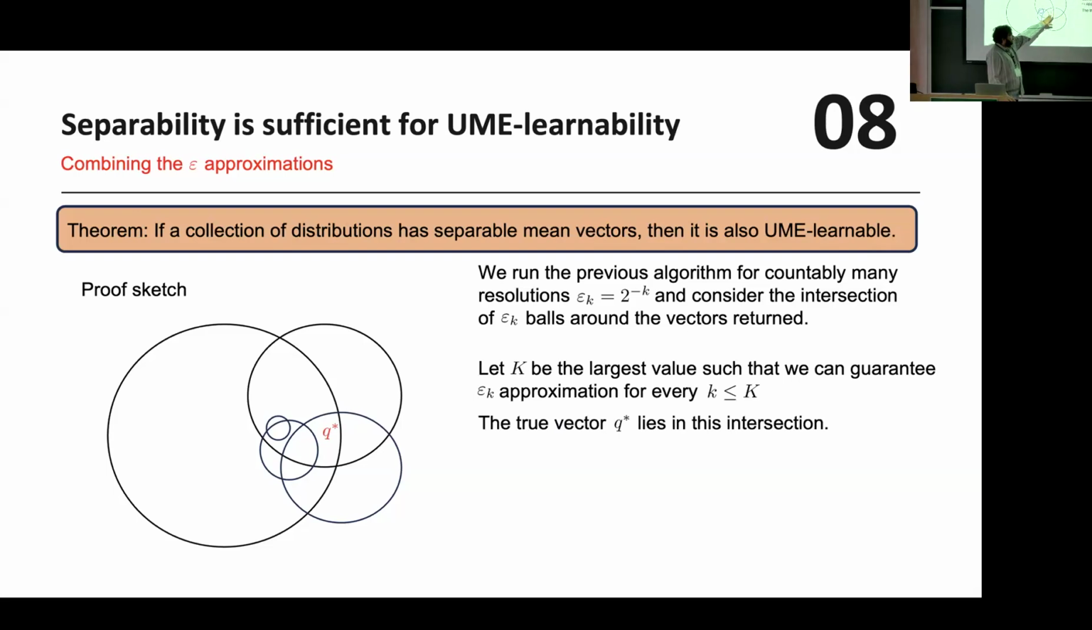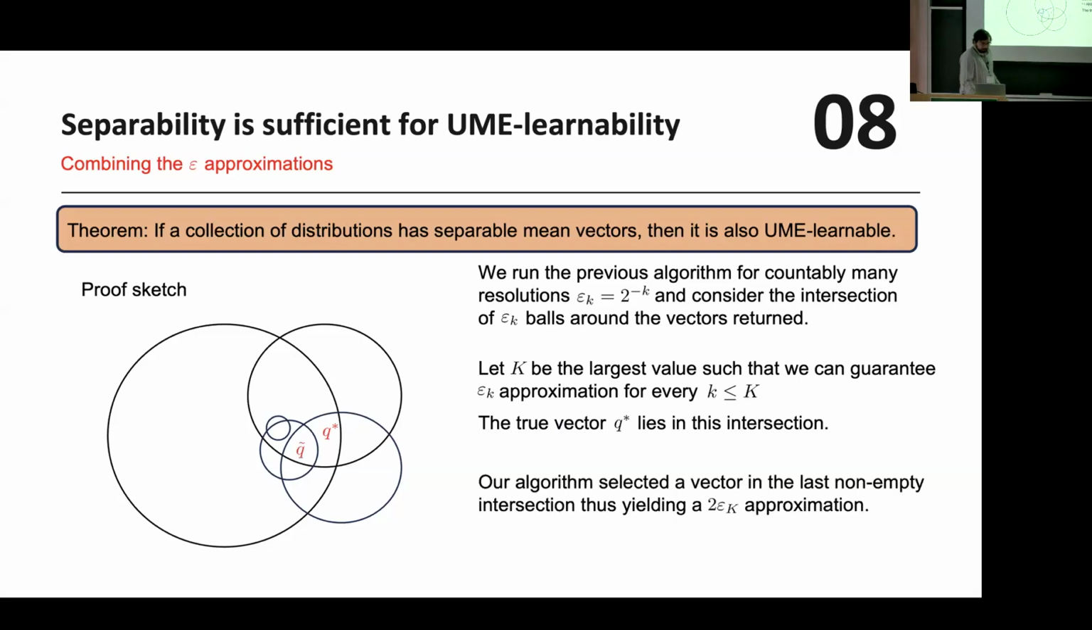Your Q star, the true mean vector, will lie in all that intersection because it had converged. But we don't know exactly what k is. So we keep running the algorithm till the last non-empty intersection and choose an estimate in that particular intersection. So now these two vectors are going to be at most 2 epsilon k close together. And now note that if we let k go to infinity, n go to infinity, then k also goes to infinity. And as a result, we get what the true underlying mean is.